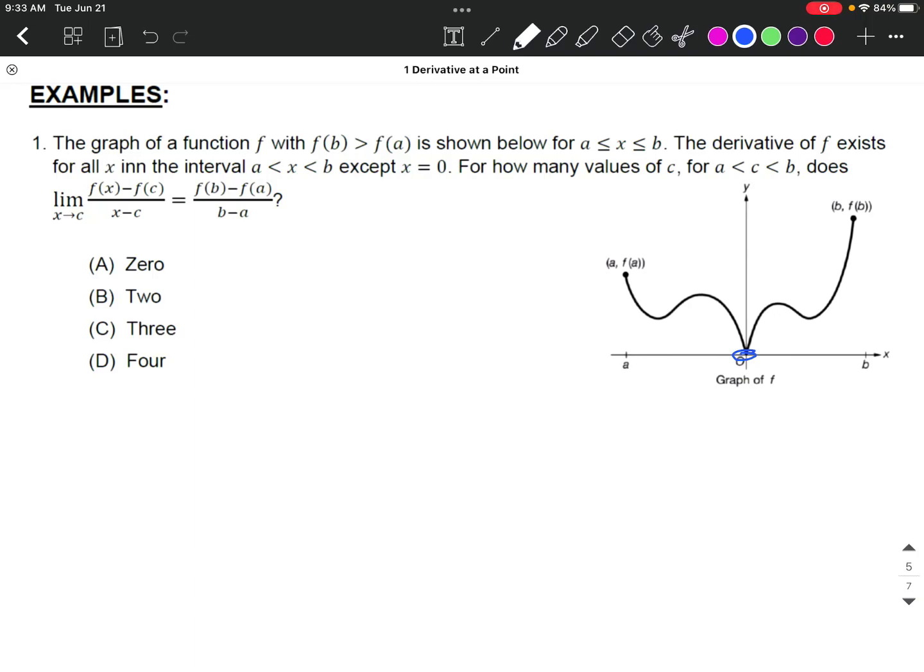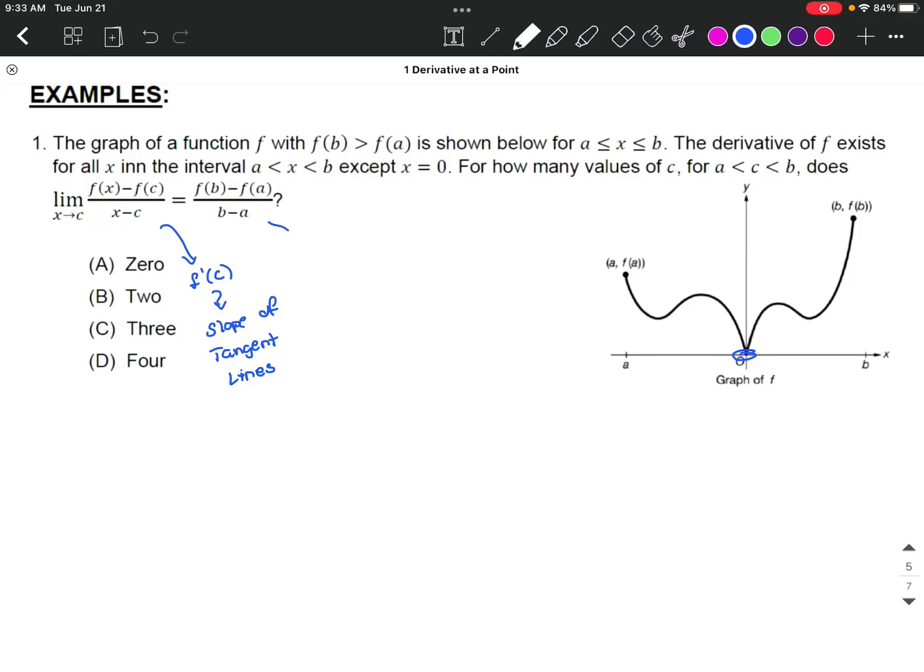For how many values of c between a and b does the limit as x approaches c of f of x minus f of c over x minus c equal that? Remember, that's the definition of derivative. That's the derivative of f at c. That's the slope of the tangent line. So they're looking for how many times will the slope of the tangent lines equal.